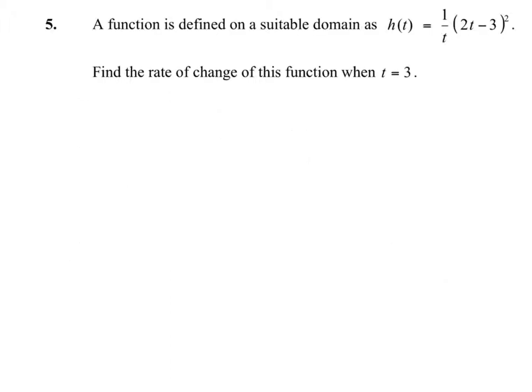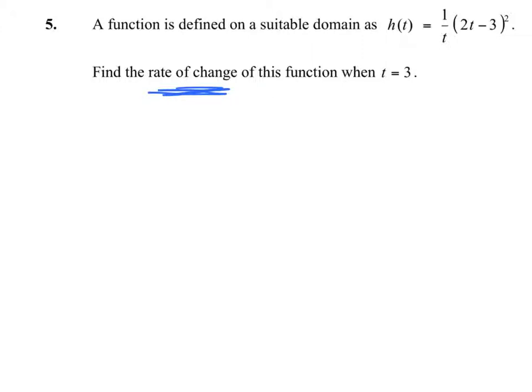Question number 5. A function is defined on a suitable domain as h of t equals 1 over t multiplied by 2t minus 3, all squared. Find the rate of change of this function when t equals 3. Now, the mistake that people make at this point is to substitute 3 into the function that we're given. The rate of change means that we want to differentiate first.